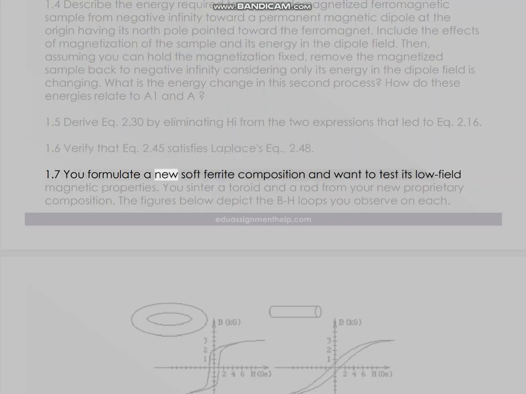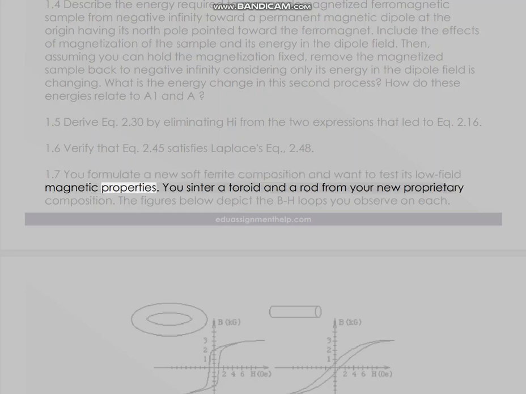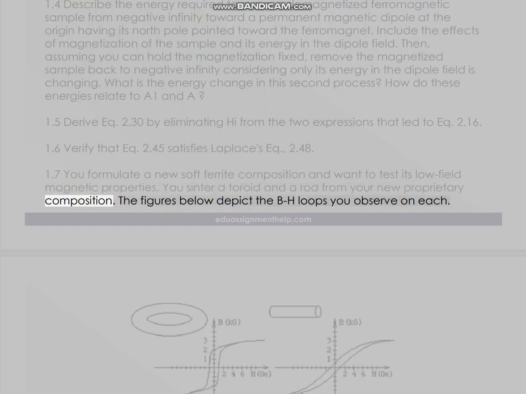1.7. You formulate a new soft ferrite composition and want to test its low-field magnetic properties. You sinter a toroid and a rod from your new proprietary composition. The figures below depict the BH loops you observe on each.